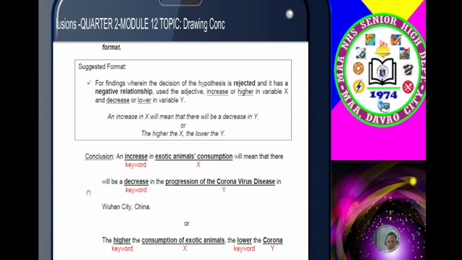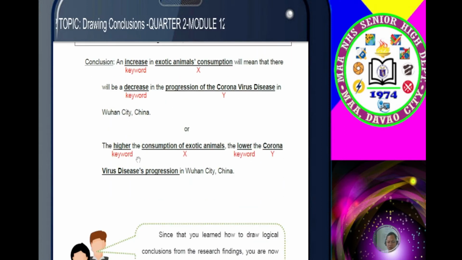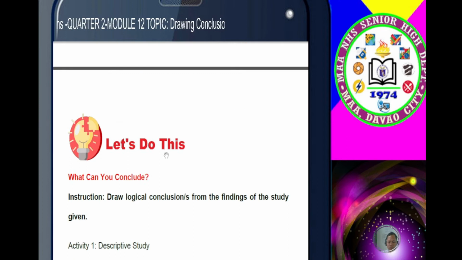Okay, conclusion: an increase in exotic animal consumption will mean that there will be a decrease in the progression of the coronavirus in Wuhan City, China. So that is the conclusion if we have a negative relationship. Our X will increase, our Y will decrease. Or you can state it in another term: the higher the consumption of exotic animals, the lower the coronavirus disease. Okay, so let's have these exercises. Let's do this.